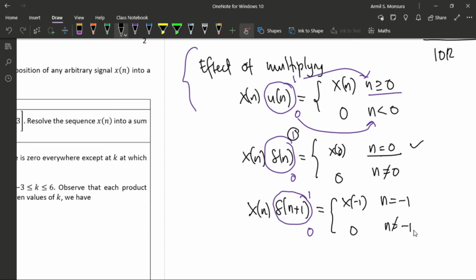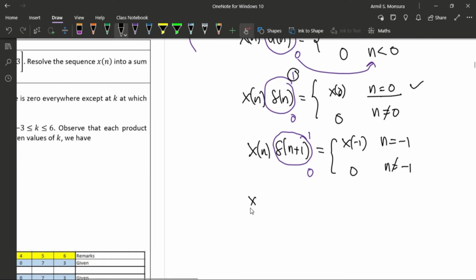Okay? So, ayun siya, no? Yun yung nangyari sa kanya. Okay? So, isa pa. Say for example, we now have naman x of n times delta n minus 5. Okay? So, again, take note na yung value nung delta n minus 5 ninyo is 1 when n equals 5, and 0 siya when n is not equal to 5.